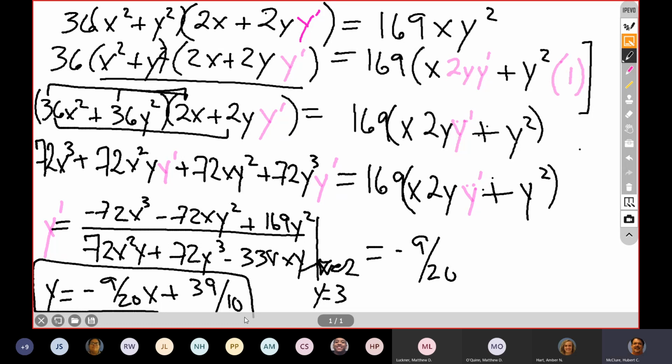Well, then the normal would be 20/9 because that's the tangent line. If you're looking for the orthogonal, then you would use 20/9, and then you would go y minus 3 is equal to 20/9 times x minus 2, and then do the orthogonal. But that's the tangent. The one I just gave you, I think, is the tangent.